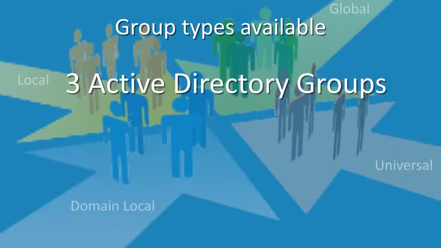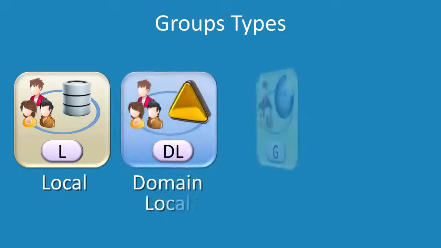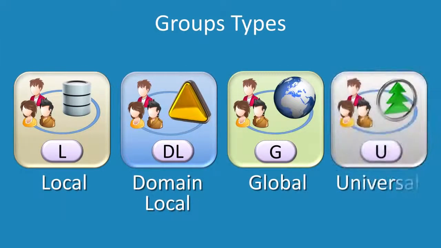There are 3 different types of groups in Active Directory. There are also local groups, which exist only on the one computer. This takes the types of groups that Windows supports to 4. The main difference between each group is which of the other groups can be members of that group. The availability or scope of each group determines where this group can be used, at the local level, domain level, forest level, or with externally trusted domains. The 4 types of groups are local, domain local, global, and universal.